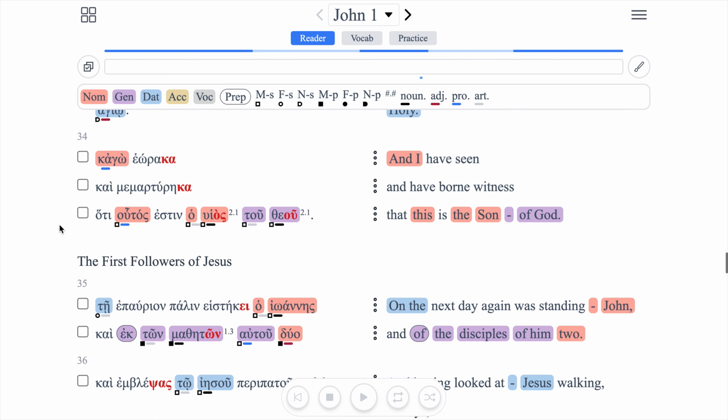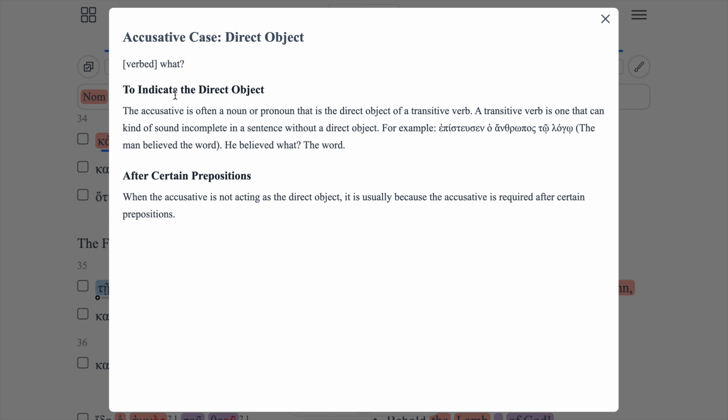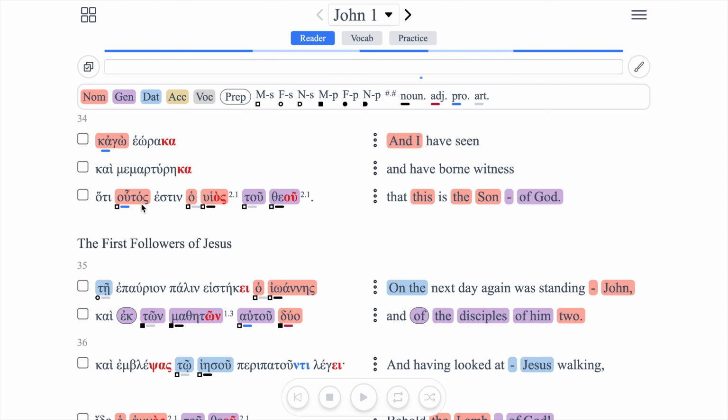In John 1:34, we see hoti houtos estin ho huios tou theou. In this phrase, there are two nominative nouns, houtos, this, and huios, son. At first glance, you might expect huios to be in the accusative case, since the accusative typically answers the question, verbed what? For example, asking, this is what, would suggest the answer, the son, implying accusative.